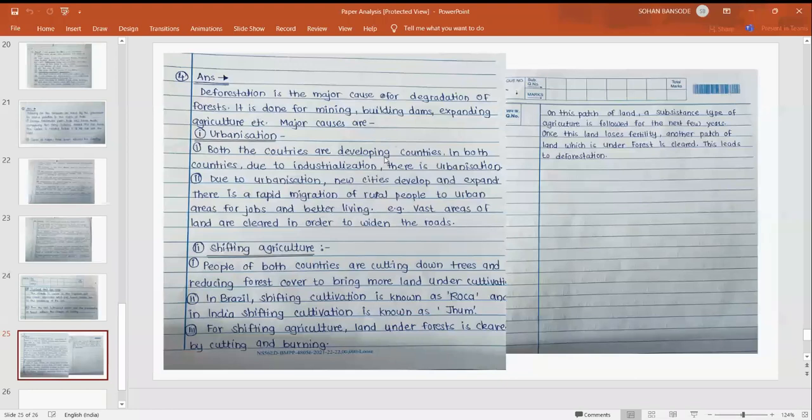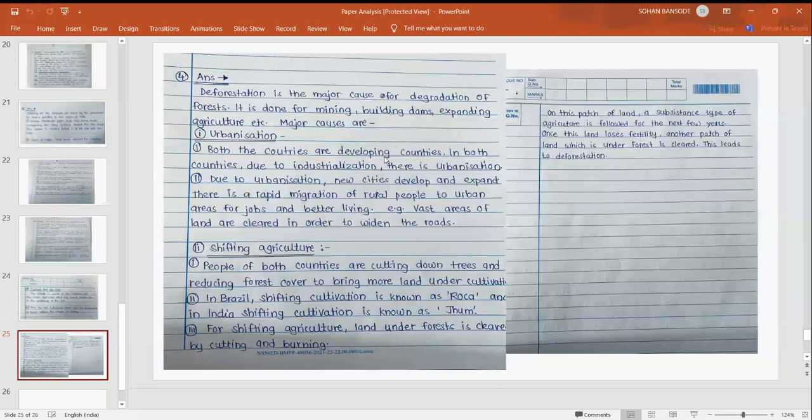So the major causes are, first one is urbanization. Again, I have made sub points below that. First, both the countries are developing countries. In both countries, due to industrialization, there is urbanization. Due to urbanization, new cities develop and expand. There is a rapid migration of the rural population to the urban areas for jobs and better living. For example, vast areas of land are cleared in order to widen the roads.